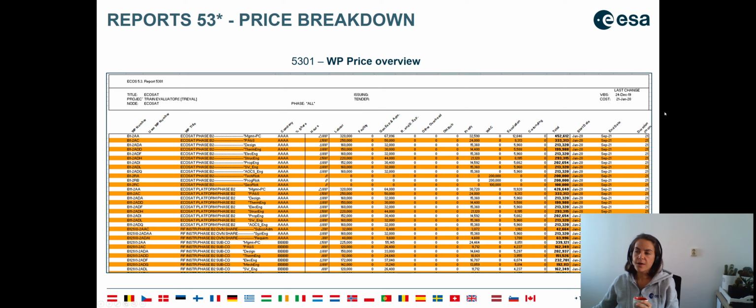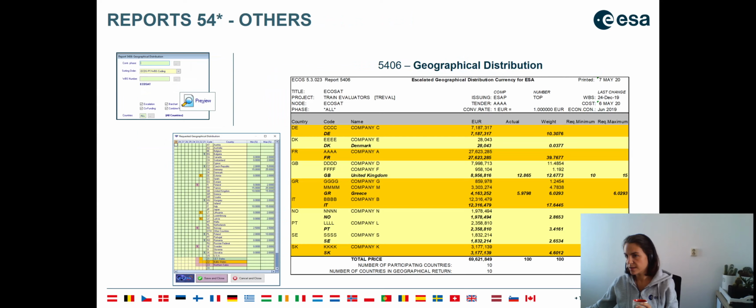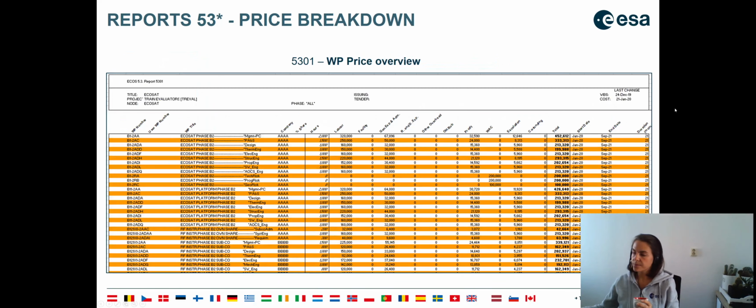The reports 53 are showing price breakdowns. So let me see which one I introduce. I think yes, I introduced those. The reason why this is colored is because in cost engineering we have some macros that we apply in order to shape the Excel reports in a way that is more evaluator friendly. But in your case, you would simply have an Excel download with no fancy colors.